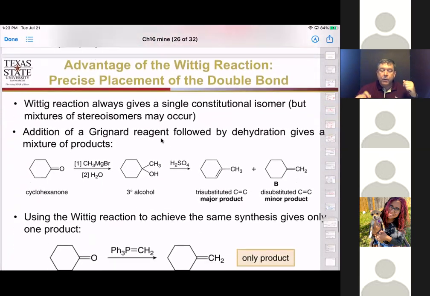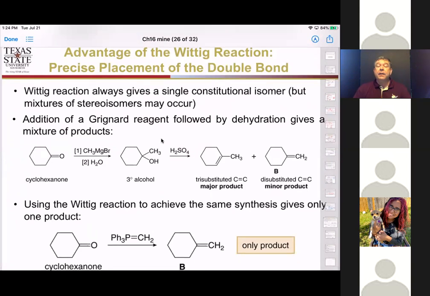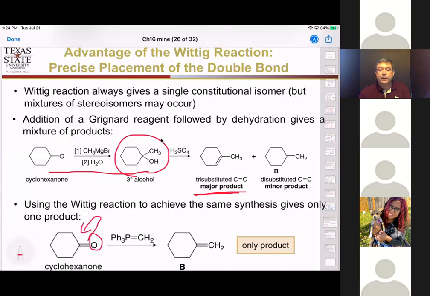So the number one advantage of the Wittig reaction is that you do not go through a carbocation intermediate like you do in an E1 elimination, so you can choose exactly where you want the double bond to be. It does not rearrange, okay? So for example, if we were to dehydrate a tertiary alcohol, we're going to get our more substituted product as our major product. However, the Wittig will say the double bond is always going to be where the ketone or the aldehyde was, and therefore you only get one product. You don't get a mixture of products.